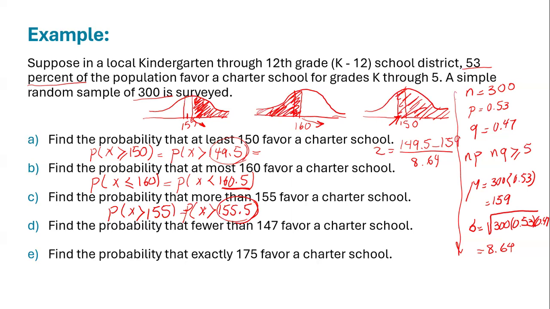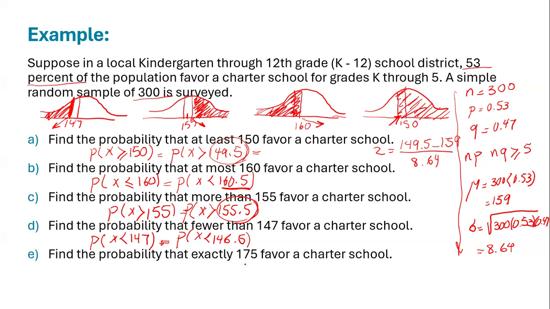Part D, find the probability that fewer than 147. Fewer means less than 147. If 147 is over here inside the bar, less than means just the area to the left, but not including the bar because there is no equal sign. So that's your point, 0.5 before 147, which means you want to find the probability when x is less than 146.5.